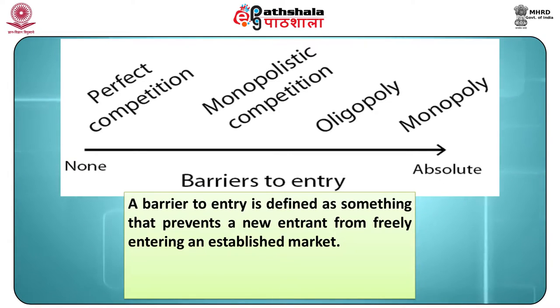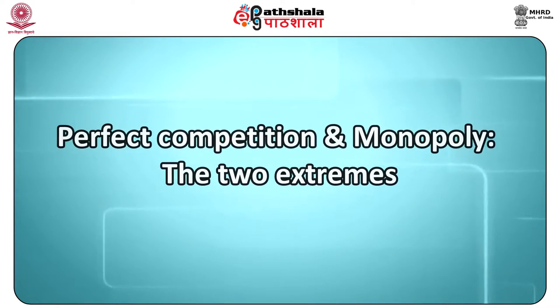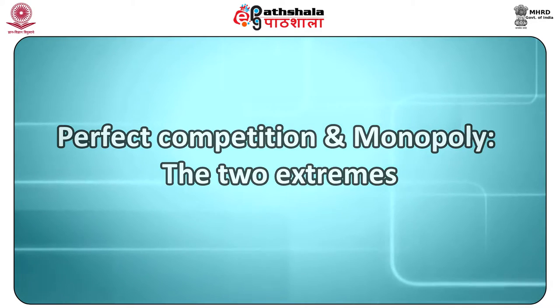Out of these four types, perfect competition and monopoly are considered to be the two extremes, while monopolistic competition and oligopolies come somewhere in between the two extremes. The following sections and subsections will discuss the basic and important features of these four types of market structures and will also make a comparative analysis. Perfect competition and monopoly, the two extremes.